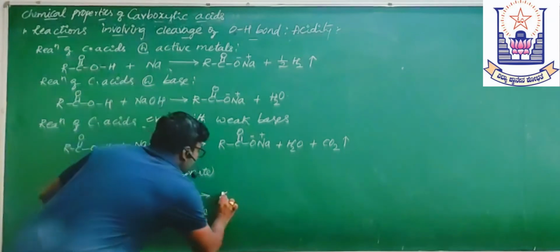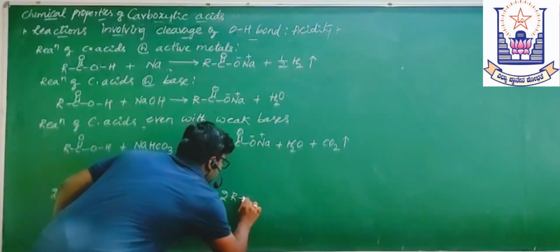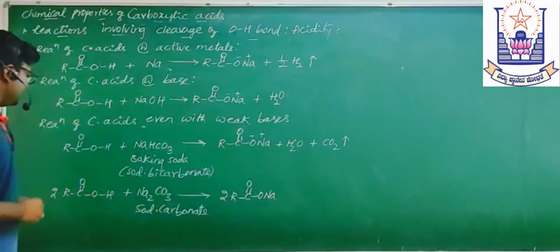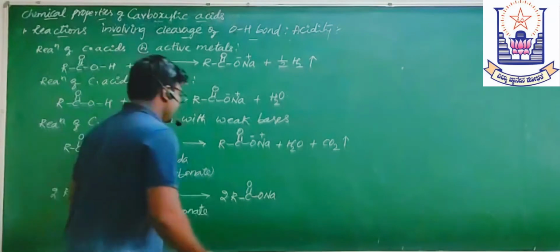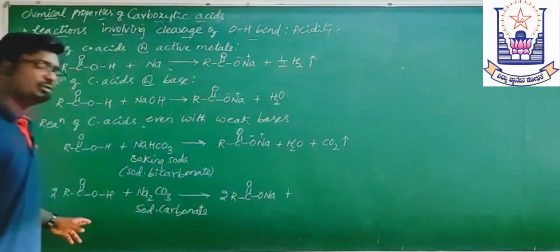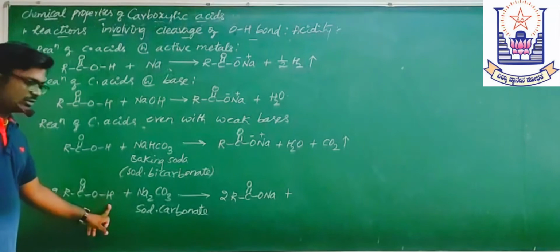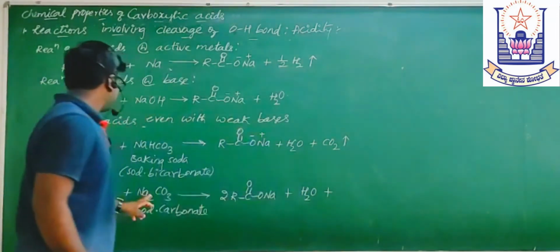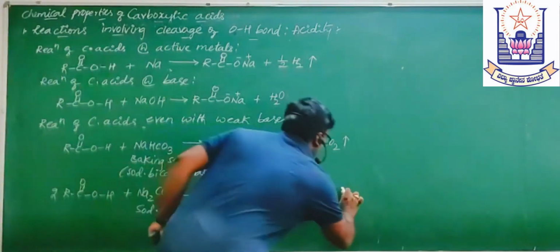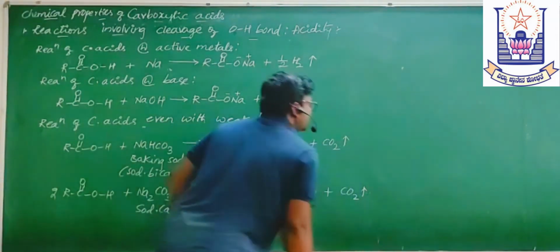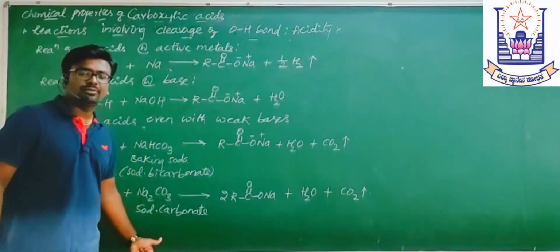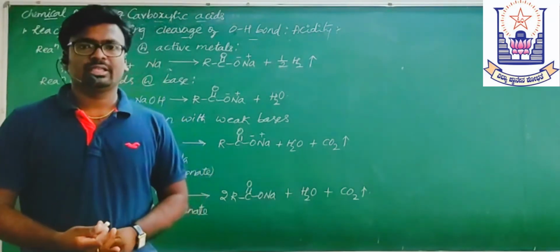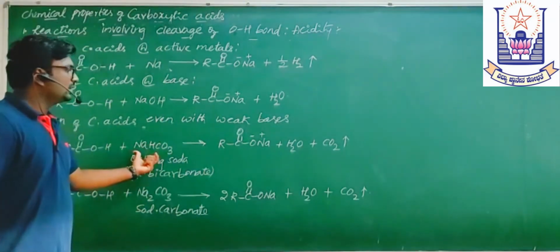It will give 2 moles of RCOONa salt. The remaining is H2O. How many H2O will come out? Here you have 2 hydrogens, so you will get 1 mole of H2O, and 1 mole of carbon dioxide will come out. In both cases we can see the brisk effervescence of CO2. Generally we use this one.